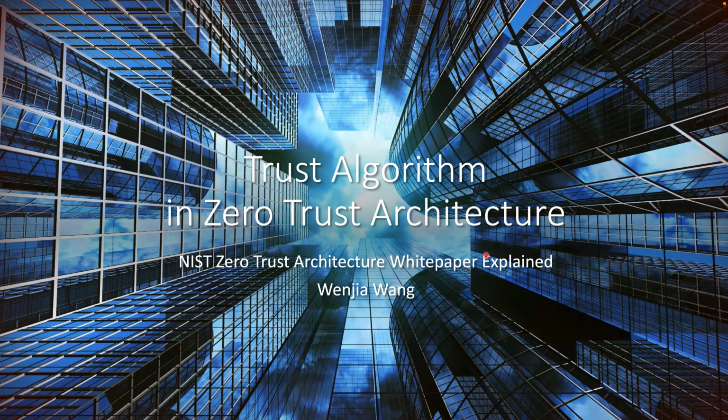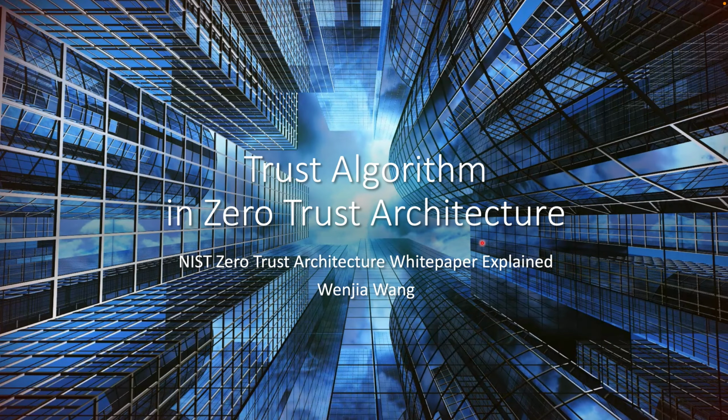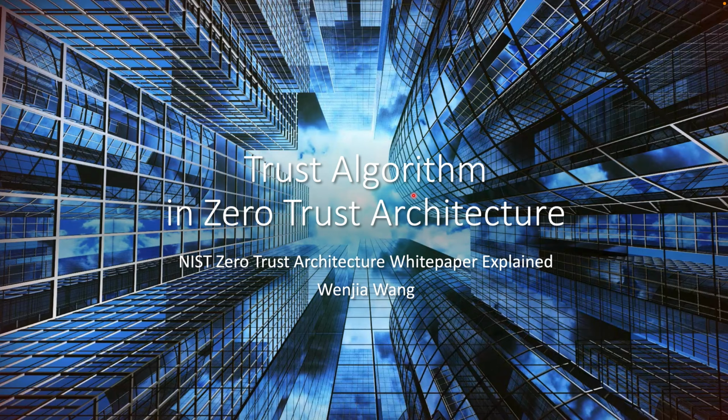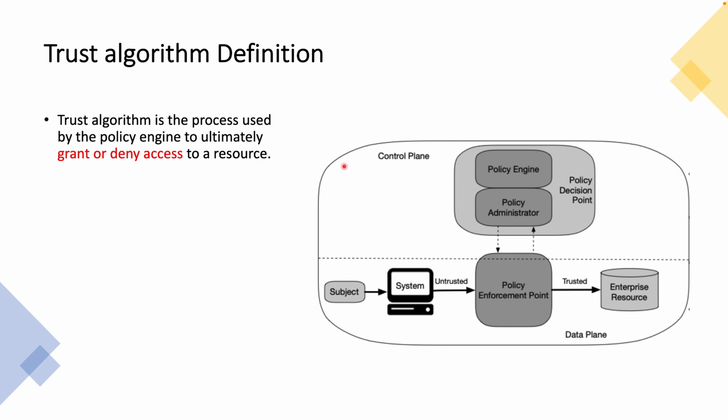Hey guys, in this video, we'll talk about trust algorithm. As usual, let's check the definition first. The definition of trust algorithm given by NIST white paper is: trust algorithm is a process used by the policy engine to ultimately grant or deny access to a resource.